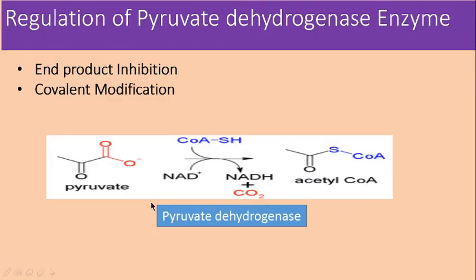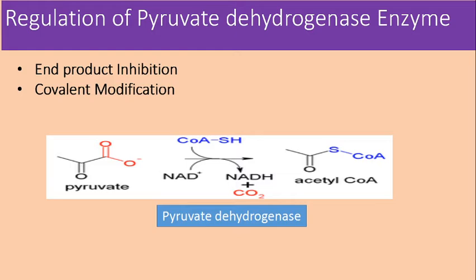So in this reaction, pyruvate reacts with coenzyme A, involving NAD plus giving NADH plus H plus, releasing a molecule of CO2, and finally the acetyl group of pyruvate is transferred to coenzyme A to be converted into acetyl CoA with the help of the enzyme pyruvate dehydrogenase complex. So this is the reaction catalyzed, and how is this enzyme pyruvate dehydrogenase regulated? It is regulated using end product inhibition and covalent modification.